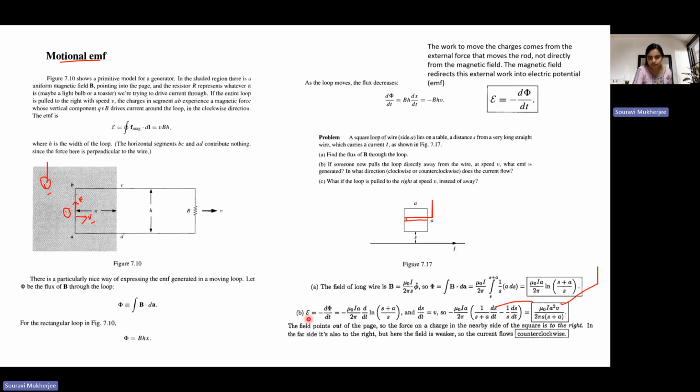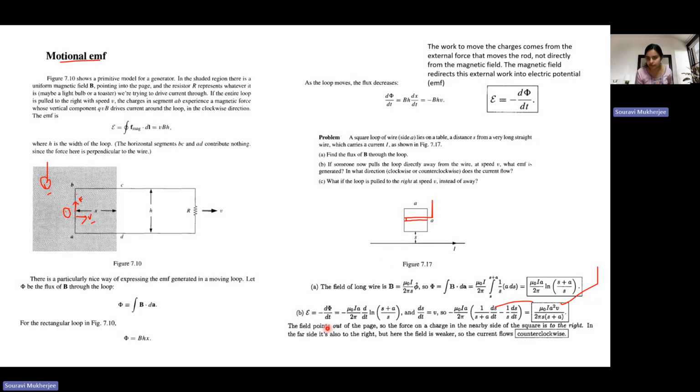Just doing a time derivative of phi. Phi is given by this relation, and taking the time derivative of phi, putting in the value of v equal to ds dt, you end up getting this term. So this is your EMF that is generated in the loop as you take the loop away from the current carrying wire.